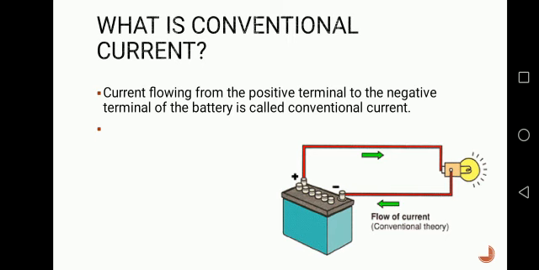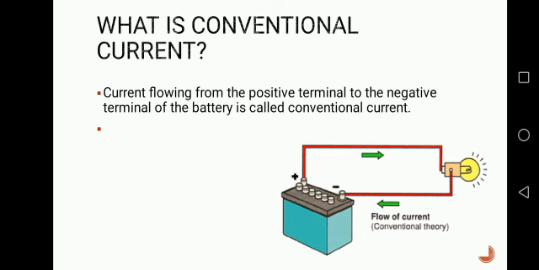So electrons flow from the negative end to the positive end, while the conventional current behaves as if positive charge carries the current flow. Conventional current flows from the positive terminal to the negative terminal. In this picture you can see the current flow from the positive terminal towards the negative terminal through the wire. So this is known as conventional current.